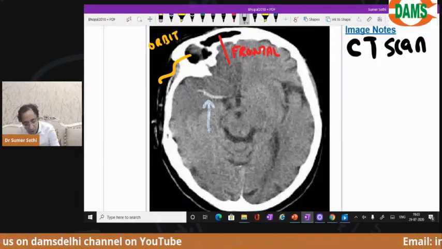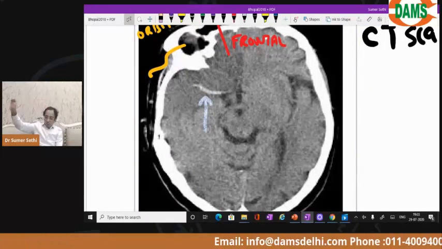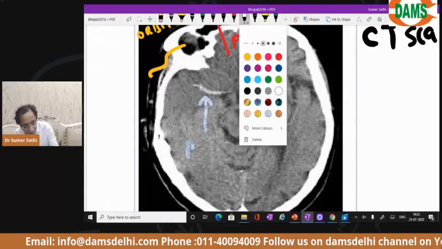What is this structure? Can you guess what this could be? Can you see this hyperdense blood vessel here? What blood vessel could this be? This is the middle cerebral artery.